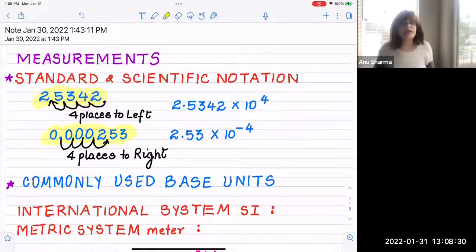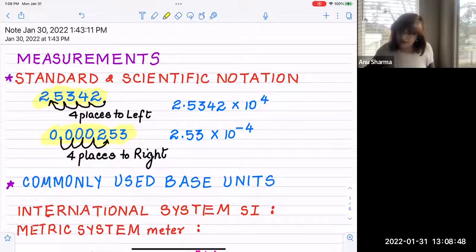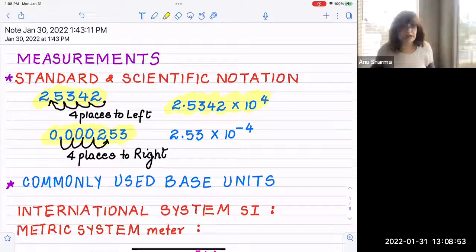In other words, when we are dealing with lots of numbers, they are occupying a lot of space on the paper. And when we are dealing with very small numbers, then of course we have lots of zeros in front of the actual numerical digits. And these occupy the space as well. So how do we condense them? Scientific notation is used to write the big numbers in a condensed form and the small numbers in a condensed form.